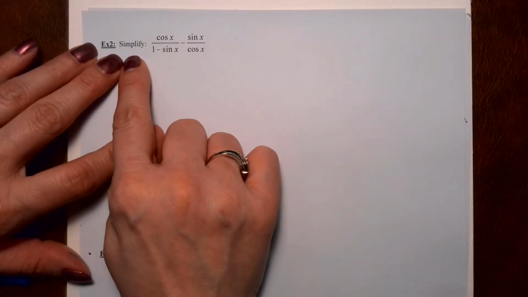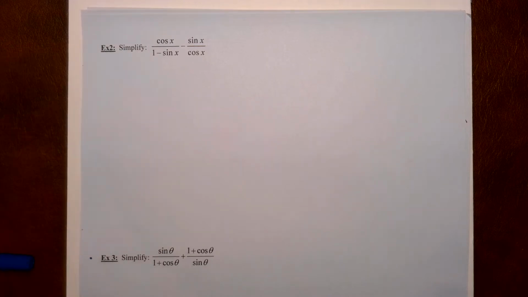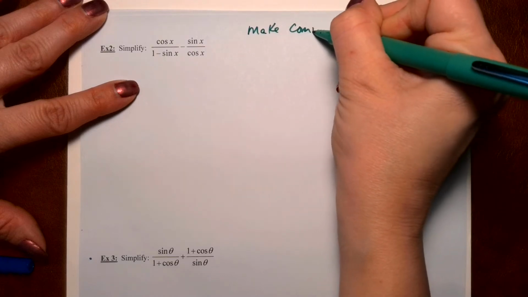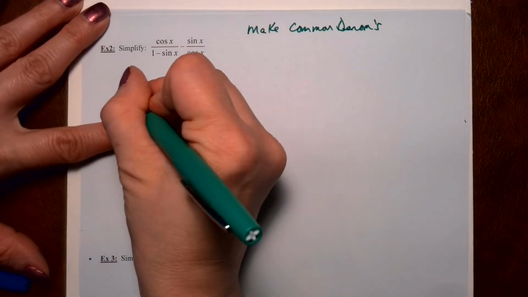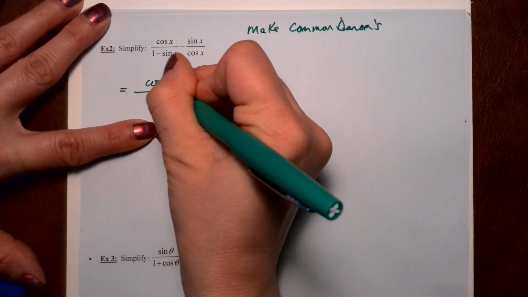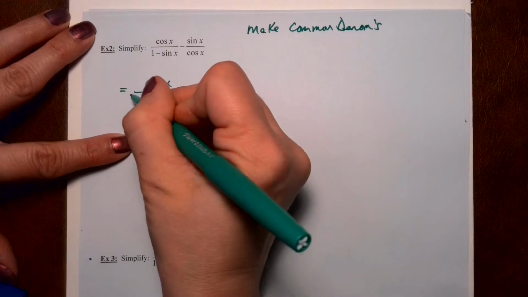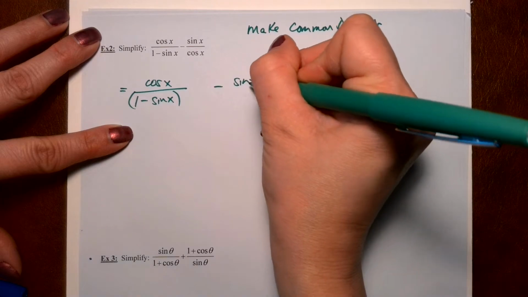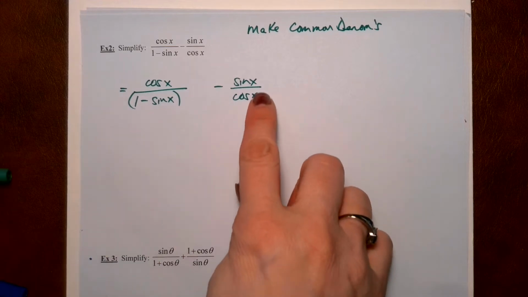Number 2, how are we going to work with two fractions that are being subtracted? Two fractions that are being subtracted, we're going to have to make common denominators. Make some common denominators. It's the only way to deal with fractions. Okay, so equal sign. My first fraction right here, I'm just going to write him down. But whenever I see plus and minus signs, I'm going to put parentheses around that quantity. Okay, the second one is sine of x over cosine of x.